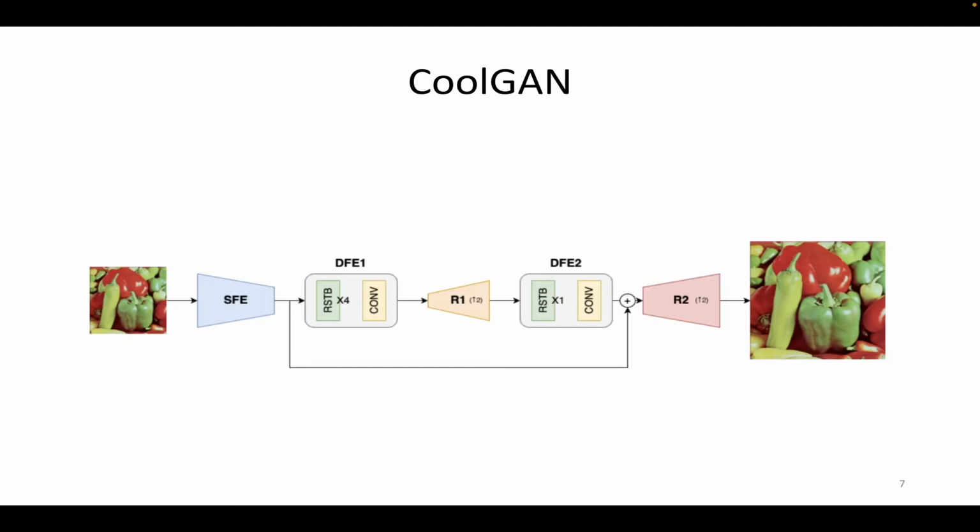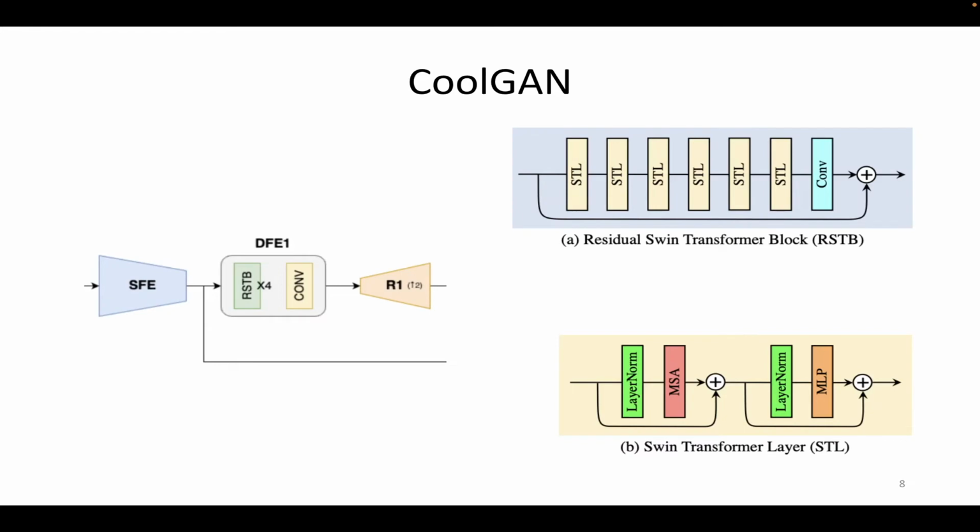Our generator consists of 5 main stages: shallow feature extraction, deep feature extraction 1, resolve 1, deep feature extraction 2, and resolve 2. The shallow feature extraction module consists of a couple of convolutional layers for low-level processing. This is followed by the first deep feature extraction module, where a bulk of the processing takes place in the 4 residual Swin transformer blocks. The structures of the residual Swin transformer blocks and the Swin transformer layers are as described in SwinIR.